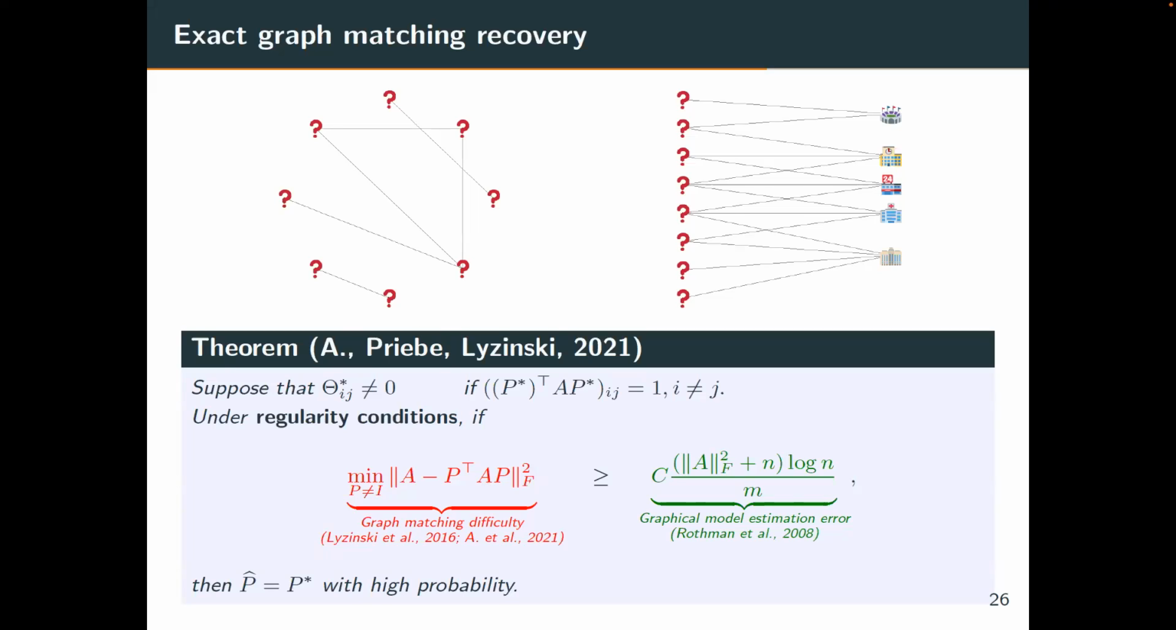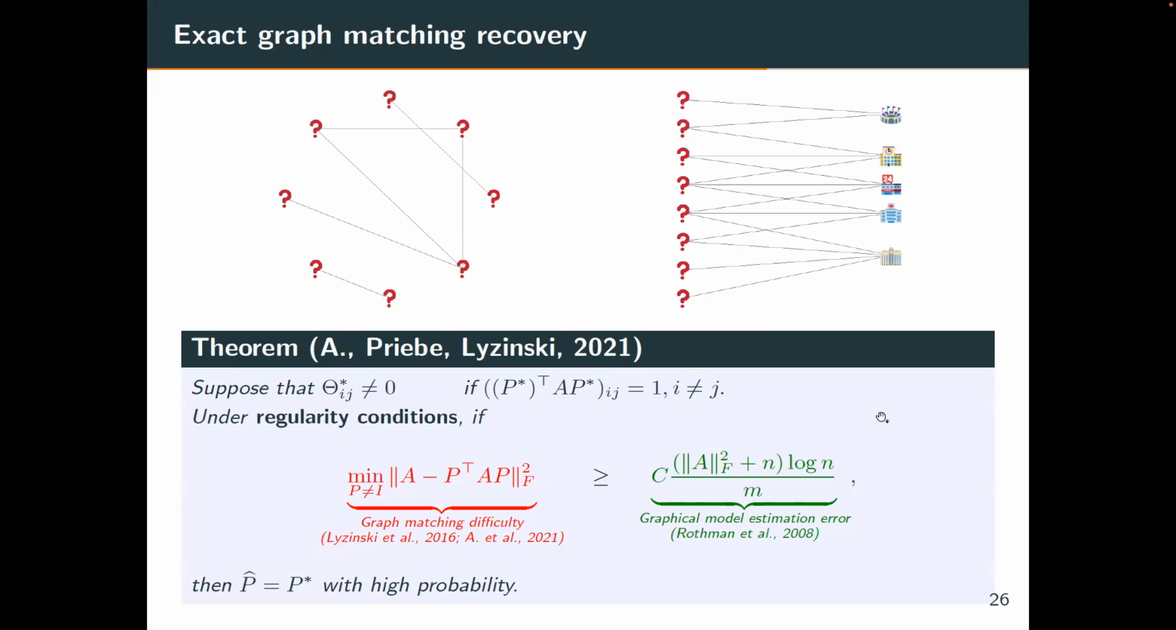Now, in the previous part of the talk, we measured how different A was from a permutation of itself. But in the lower bound, we had the probabilities. It's going to be harder in this model, because we don't have probabilities on the edges, but what we have here is the difficulty in estimating the parameters of the graphical model here.